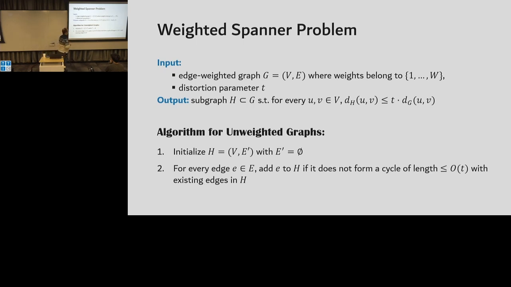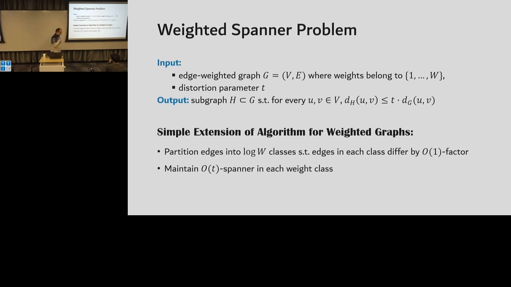Okay, so it's a very simple algorithm, and besides being simple, it's also streaming friendly. You can easily implement it in a streaming setting, right? You can just run this greedy algorithm in the streaming setting. And we get basically what we want: we get an order t spanner, and the space that we need is n to the 1 plus 1 over t.